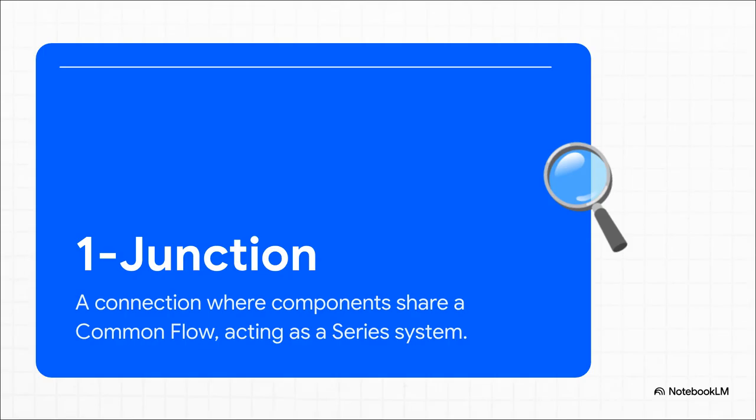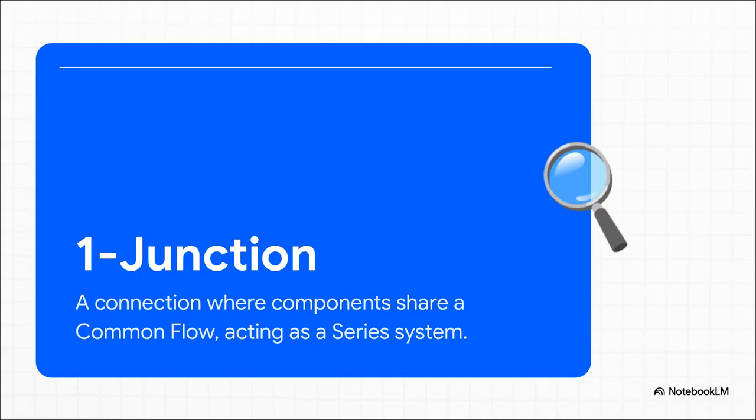So, if Path A was all about sharing the effort, Path B acts as its complementary dual. It's the rule of opposites here. Enter the one junction. This is a connection where components share a common flow, which means the system is acting in series. Instead of every component feeling the same effort like we saw in the zero junction, here everyone experiences the exact same movement, the same current, the exact same flow of energy passing through them one by one.